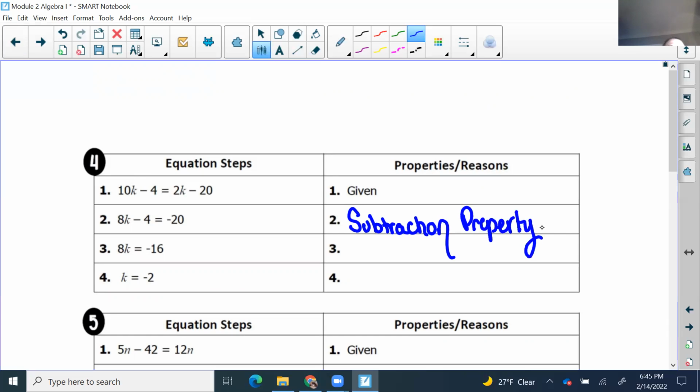And then I have to get rid of that -4. So what did I do? I just added 4. So that's the addition property. And then finally, I divided. So I use the division property.